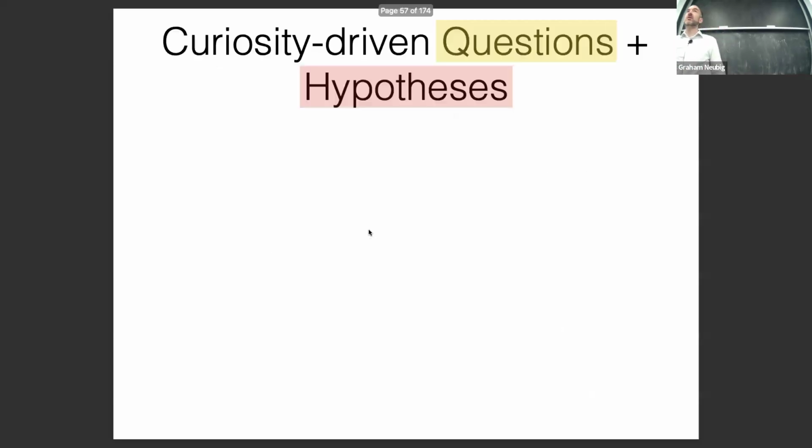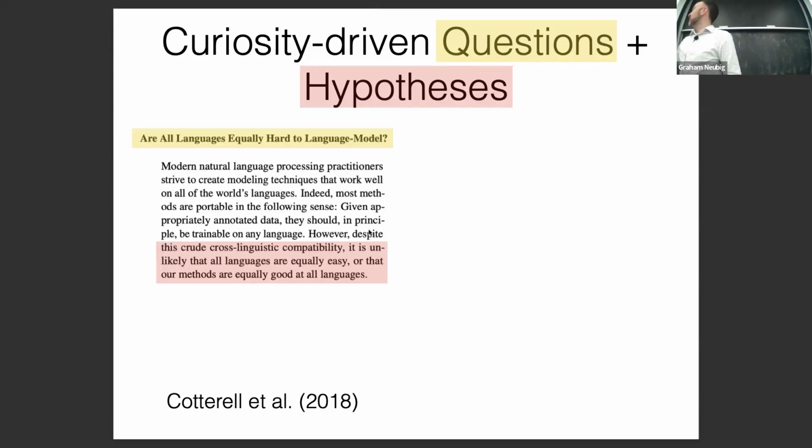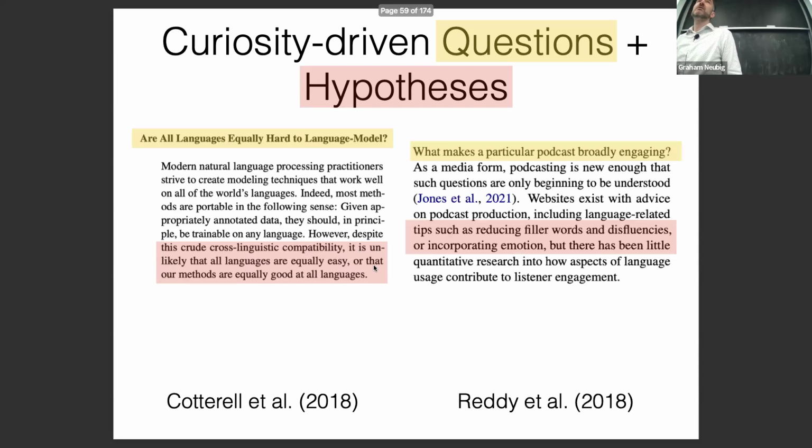And just to make this a little bit more concrete, I can give a few curiosity-driven questions and hypotheses. The curiosity-driven questions are a little bit easier. So we have the curiosity-driven question of, are all languages equally hard to language model? They say, it is unlikely that all languages are equally easy or that methods are equally good at all languages. So that's their hypothesis. They think a priori that that's the case.